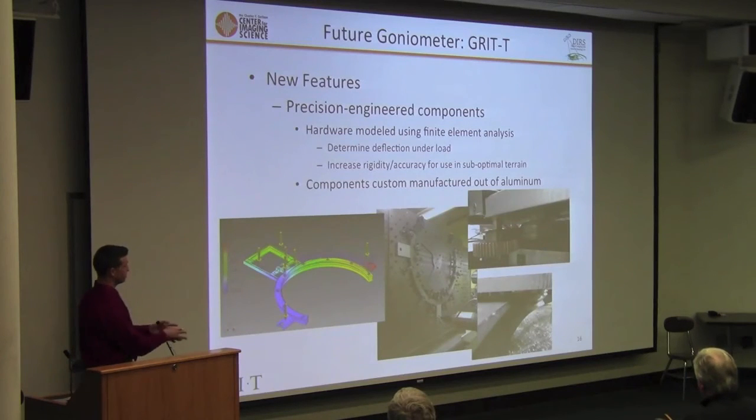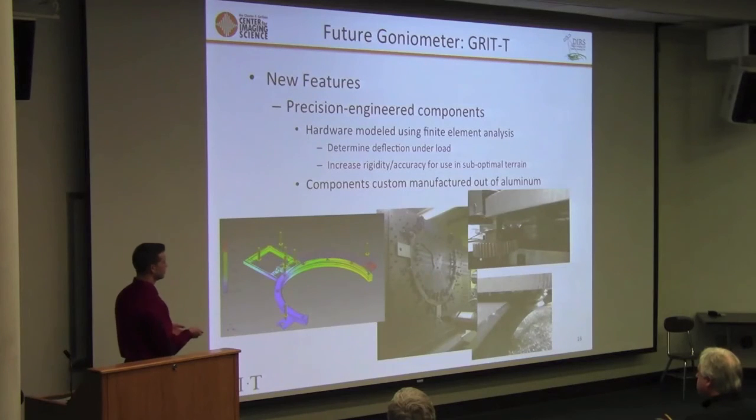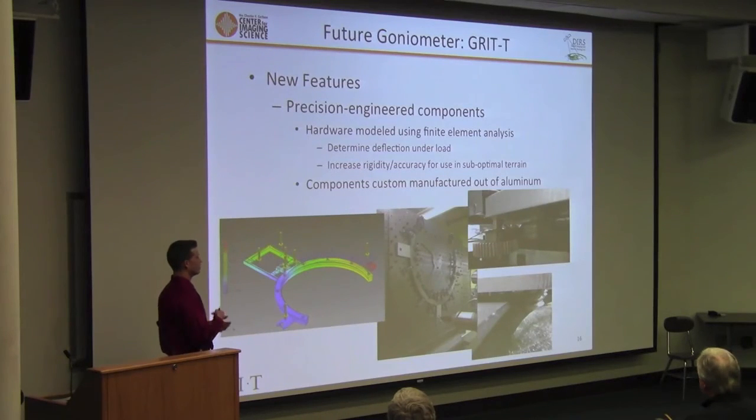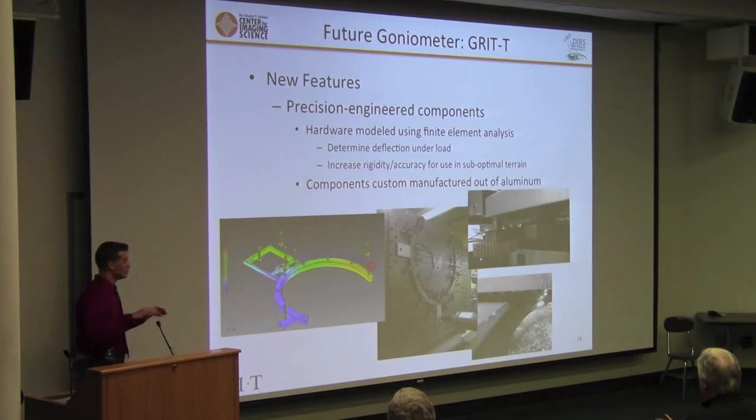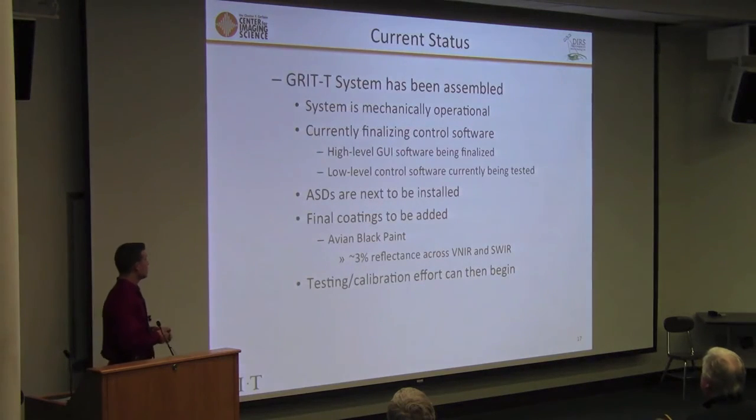And that basically trickled all the way down to even the smallest components to make sure that the rigidity was increased, trying to improve the accuracy for suboptimal terrain. If the system has to level on uneven terrain, we want to make sure that it's rigid enough to keep its own shape, and therefore it's consistent. So again, all of our components were custom manufactured out of aluminum.